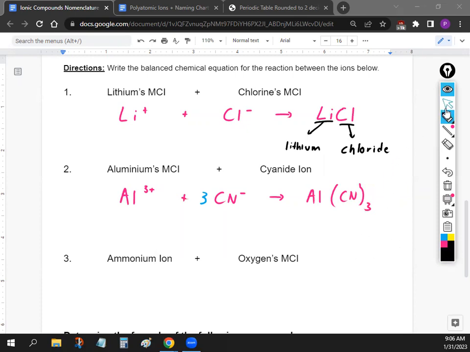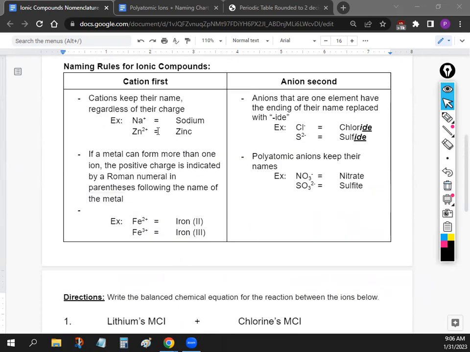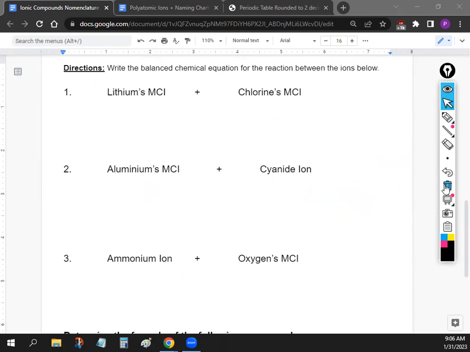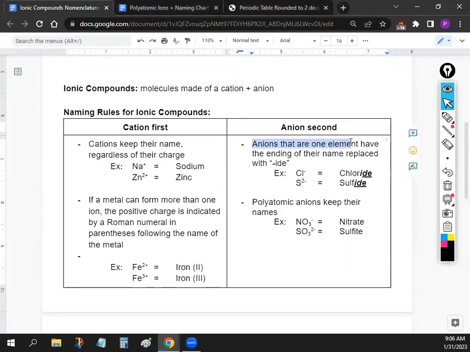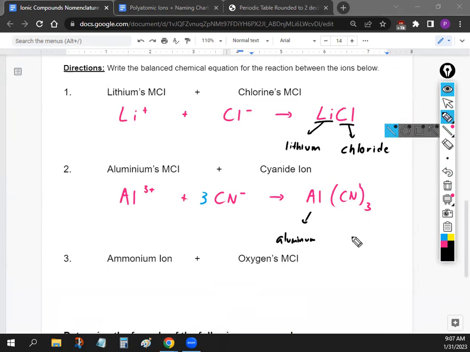All right, let's do the names now. If you take a look at the naming rules, it says that for the cations, they keep their name. So we can just write aluminum. You know, in Australia, they say aluminium. Very interesting. All right, aluminium. And then we got the anion, which is cyanide. Now, we have this rule, but that's only for anions that are 1 element. Cyanide is a polyatomic because it's on the polyatomic chart, and it just keeps its name. So all we have to write is aluminium and then cyanide. That's it. So this one's a lot easier than the previous one. You don't need to change anything.